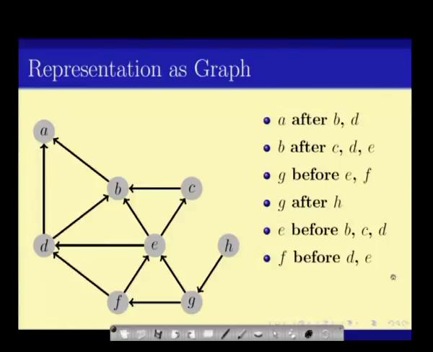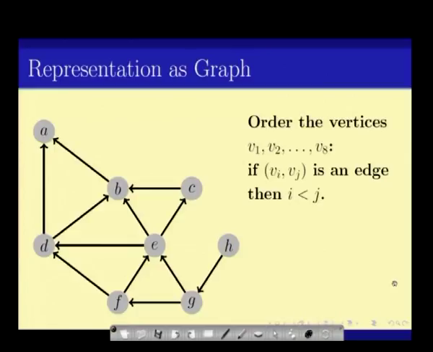And after we are done with all of them, this whole relationship is represented in terms of this graph. Now, what do we want to do? We want to find an ordering of the vertices, say V1 to V8, such that if (Vi, Vj) is an edge, then i must be less than j. It means if i has to be done before j, then i must be before j in the ordering.